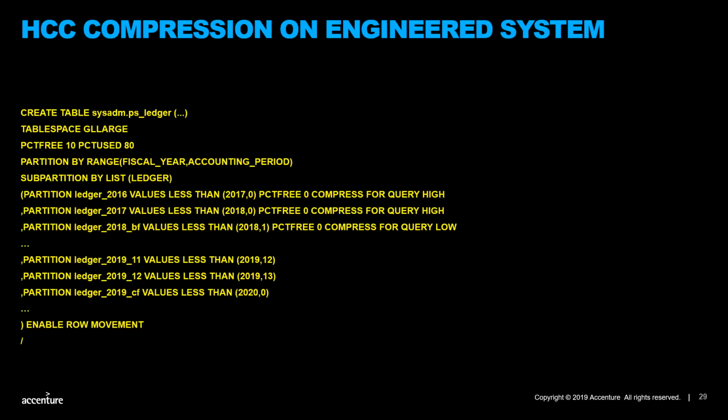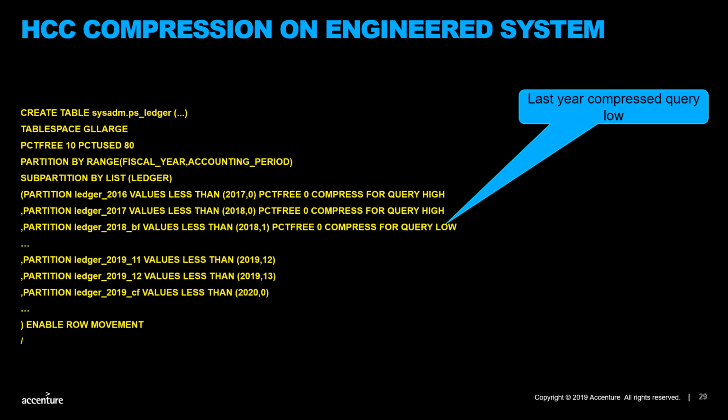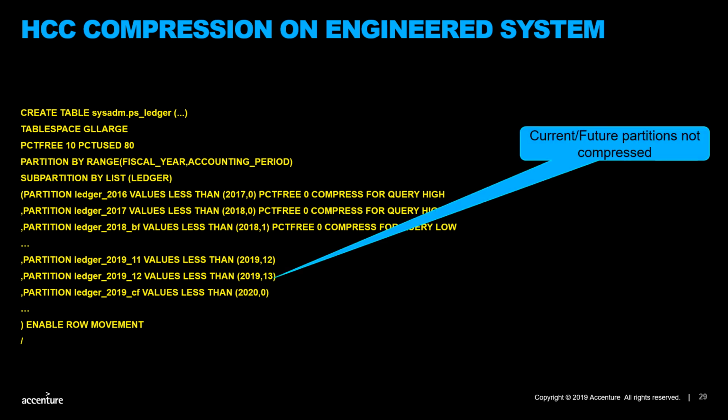Because we're on an engineered system, we can use hybrid columnar compression without needing the advanced compression license. So we can introduce it at the same time as we partition the ledger table. But we cannot compress data that is updated in conventional path mode, only that which is written at create table time or inserted in direct path mode. So previous years are compressed query high because they're then much smaller and they're not referenced very often. Last year we compress query low because we get improved performance from that. But current and future partitions cannot be compressed because they will be written to in conventional path.